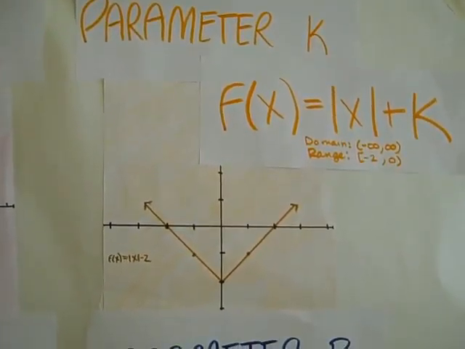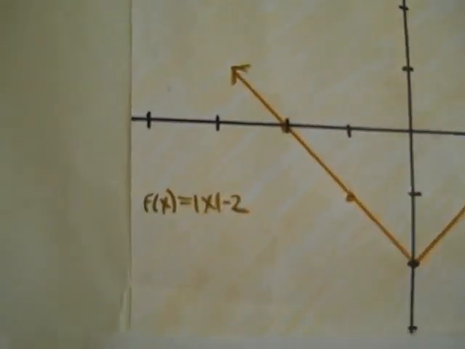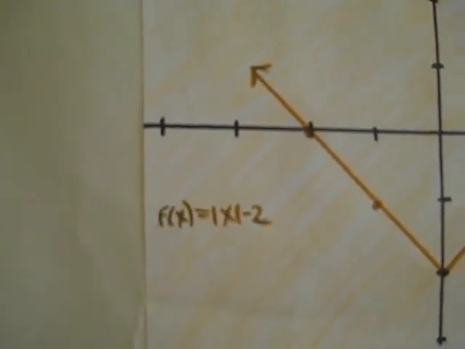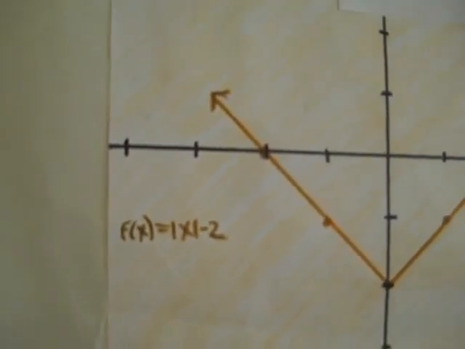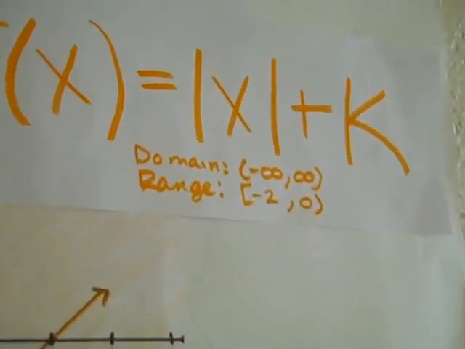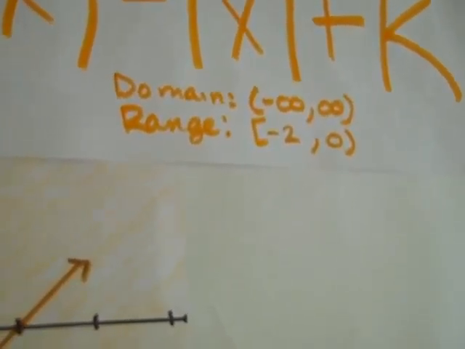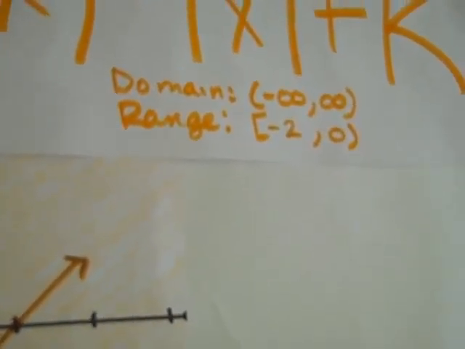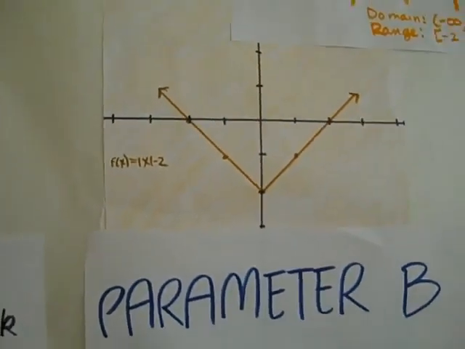This particular equation is f of x equals the absolute value of x minus 2, so it shifts down 2, which means that the domain will stay the same, being negative infinity to infinity, and the range is negative 2 to infinity, including negative 2.